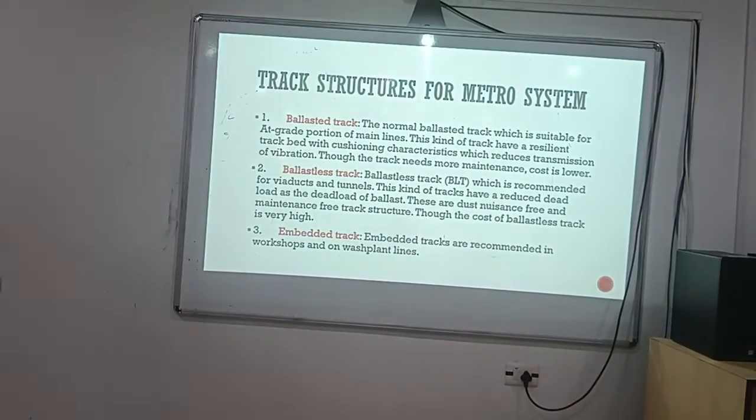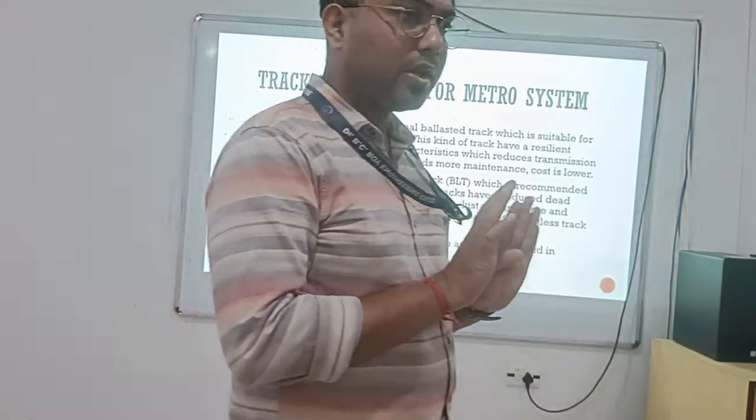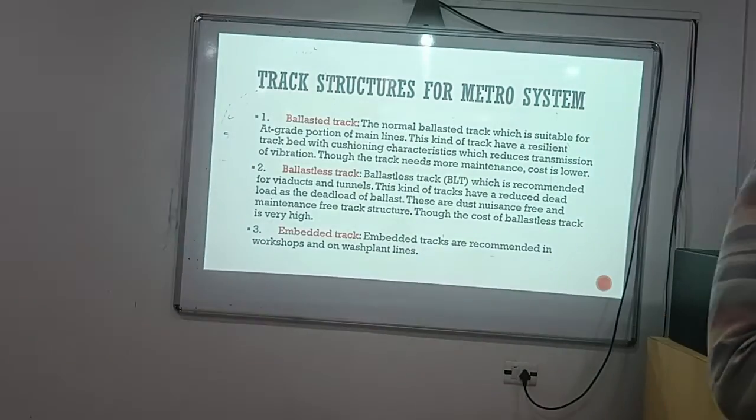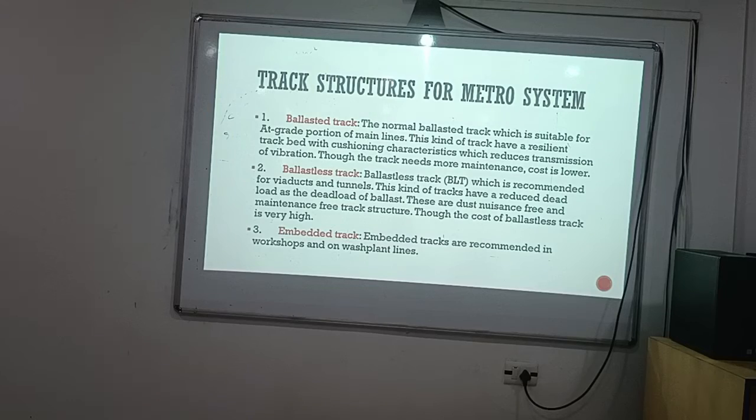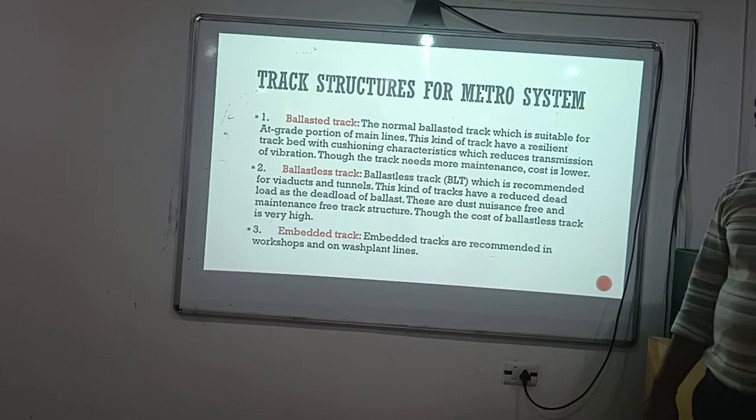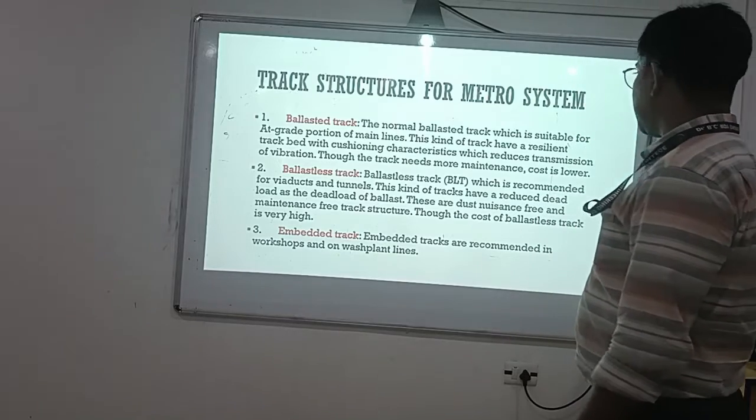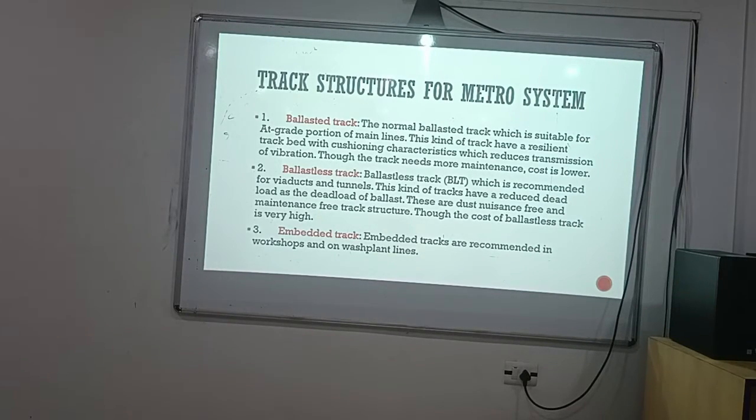Now, ballasted track you can remember simply: ballast means the large stone chips. You can see those in the railway tracks also. If those ballasts are used or adopted in between the tracks, then that is a ballasted track. If ballasts are not provided in between the tracks, those are ballastless tracks. The third one I will be discussing later.